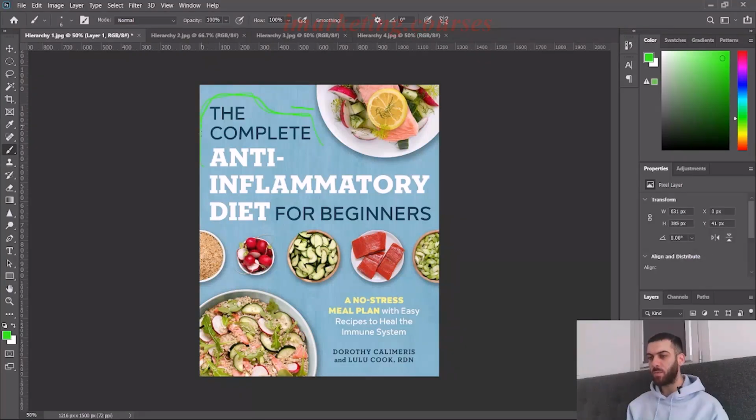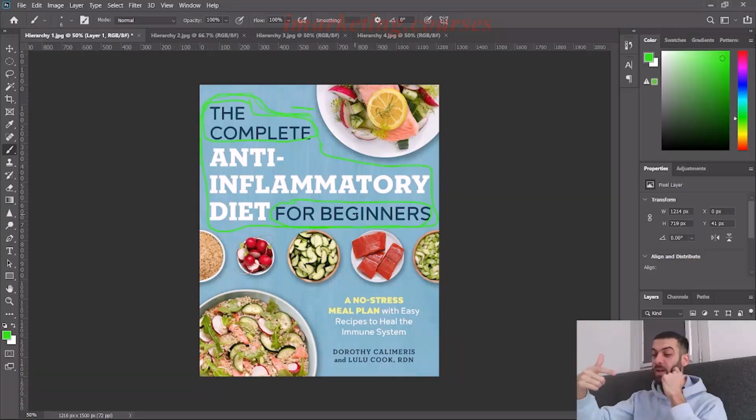So check this out. The book title is The Complete Anti-Inflammatory Diet for Beginners. That's the book title. But they use two different fonts and two different colors in the book title. What are the two different colors that they use? They use blue for the complete and for beginners, and they use white for anti-inflammatory diet. Now, what is more important, the complete and for beginners or anti-inflammatory diet? When someone's searching for this book, are they more likely to type in the complete? Are they more likely to type in for beginners? Or are they more likely to type in anti-inflammatory diet?